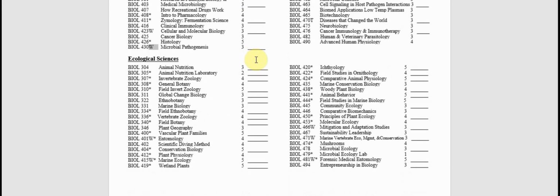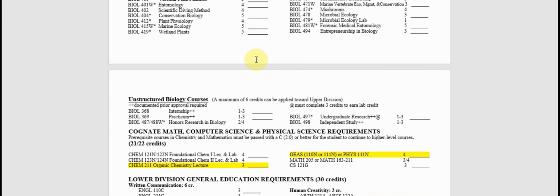So next I want to jump down to this cognate, math, computer science, and physical science requirement. We also just call these departmental requirements. Essentially, they're the classes you need as a biology major that are not housed in the biology department. And for that, we have general chemistry 1 and 2, and this is true for all of the majors. Those are right here. And then the highest chemistry that you would need for the general bio major is the organic chemistry lecture. So you don't need the lab in this one, just the lecture.